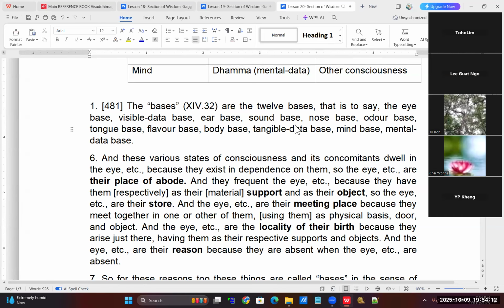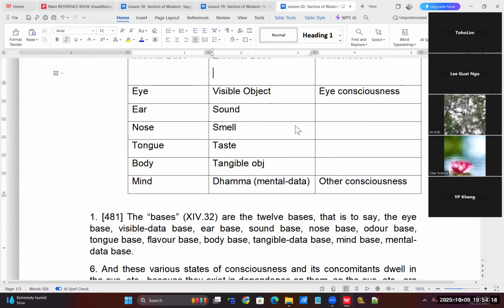Okay, thank you. So sometimes, like just now, you said you got the sound. Here it is the visible data for the visible object. Another one is odor for the smell. You can put it also if you want. Another one is flavor.